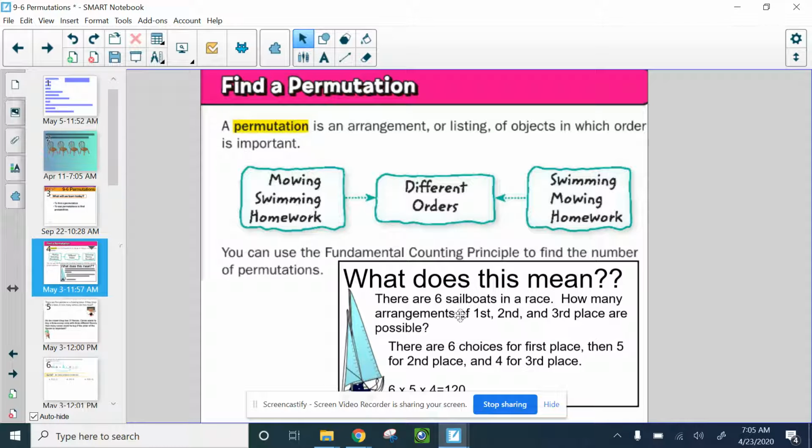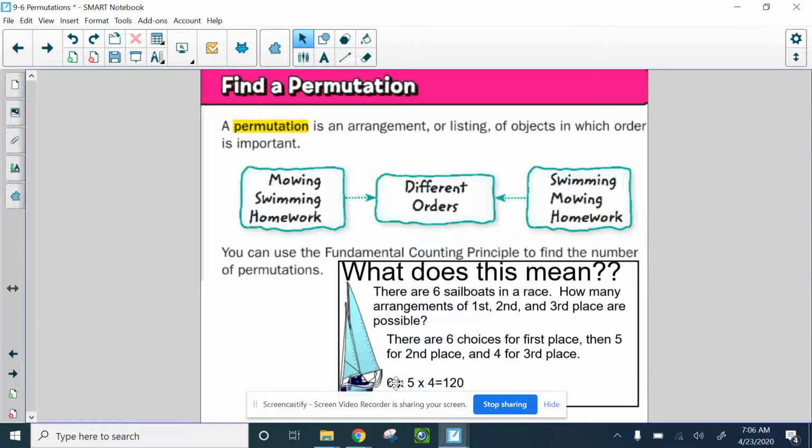So if I have 6 sailboats in a race, I want to know how many arrangements of first, second, and third place are possible. Well, when all the boats are racing, there are 6 choices for first place. However, once a boat finishes first, there are only 5 boats that could get second place because one boat already finished first, and then there are only 4 choices left for third place. So I would multiply together 6 times 5 times 4. I'm not going to keep going with the 3, the 2, and the 1 because I only care about first, second, and third place. And that would equal 120 when I multiplied those together.